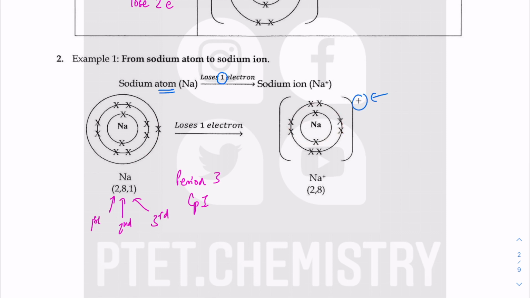It is a plus 1, where we don't show the 1. It's a plus 1 because we have lost an electron. We have lost 1 electron. Okay, now you have a charge. This is Na plus, the Na plus ion. It's got 2, 8. It's got 2 in the first shell and 8 in the second shell.